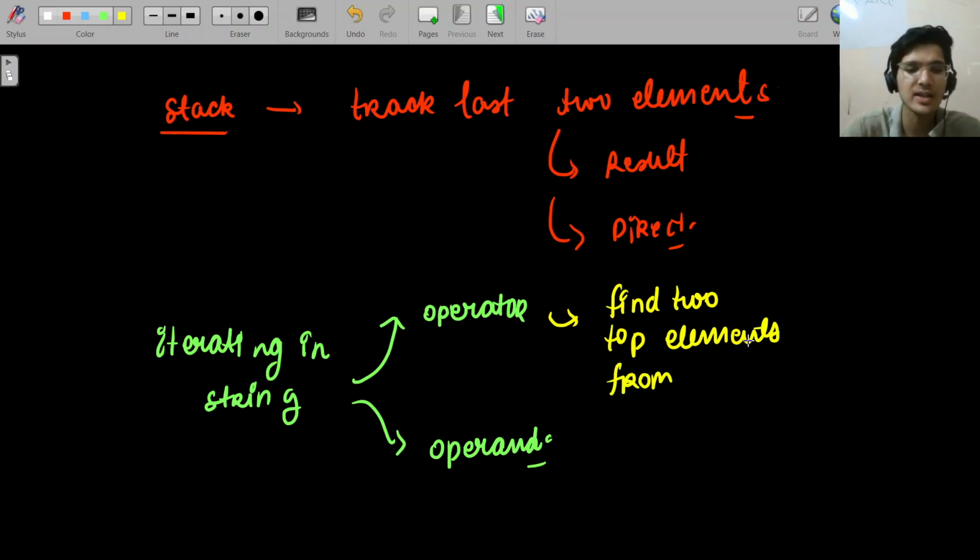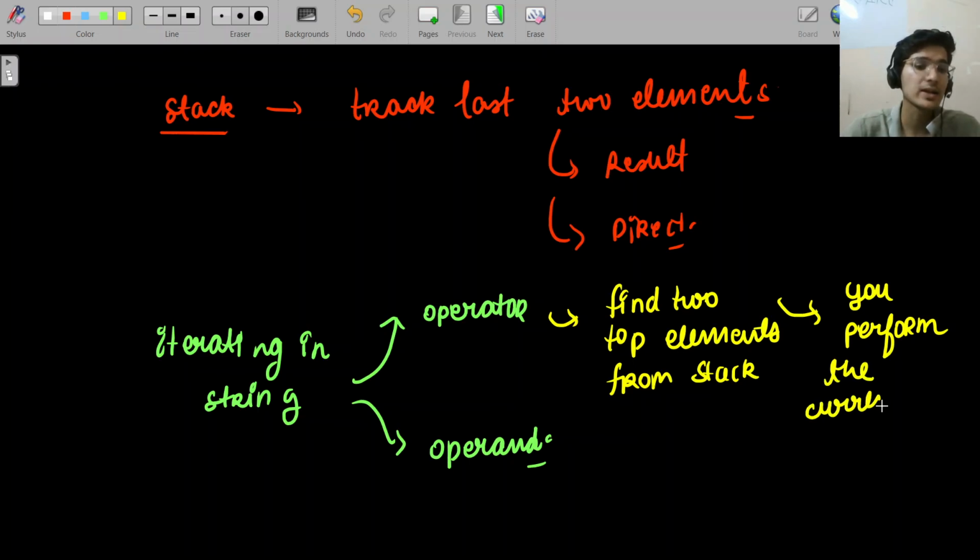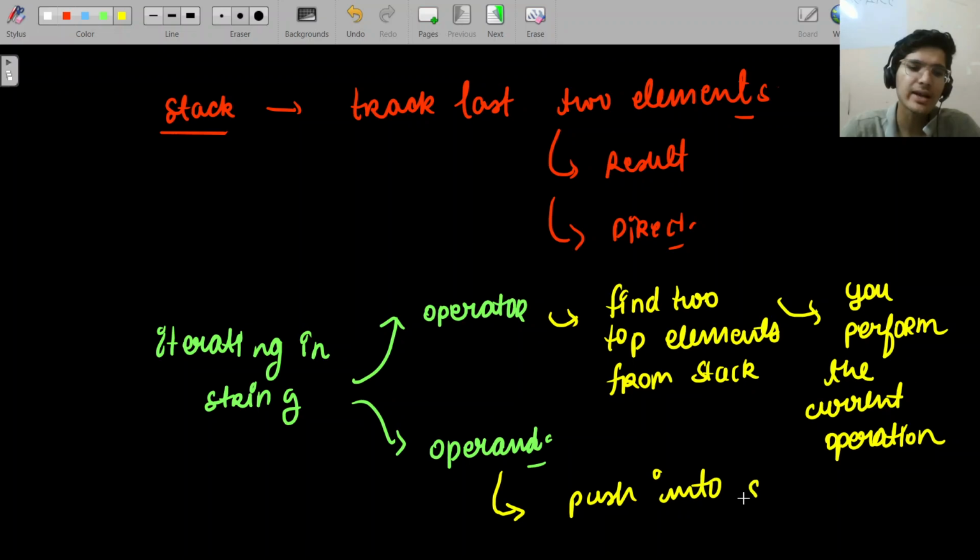That's how a stack works. Last two from the stack, and you perform the current operation on them. We'll see what the other scenarios are as well. What if it comes minus, then the order also matters. We'll see how to judge that as well. Okay, fair enough. If an operand comes, nothing, just push it into the stack. Keep pushing into the stack, right?